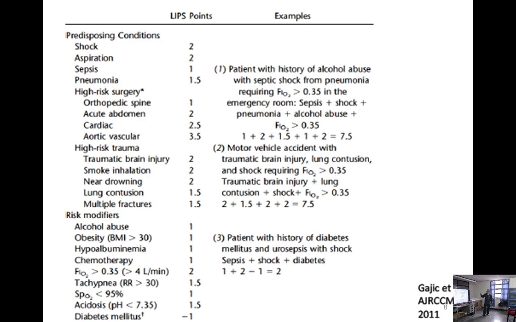And you can see the lung injury prediction score. We have predisposing conditions. What are they? You can see the patient comes with shock, aspiration, sepsis, pneumonia, other high risk categories, high risk surgery, or has undergone surgery for acute abdomen, pancreatitis, etc. All of these, or the patient comes with a lung contusion.